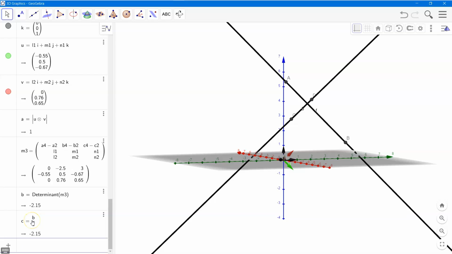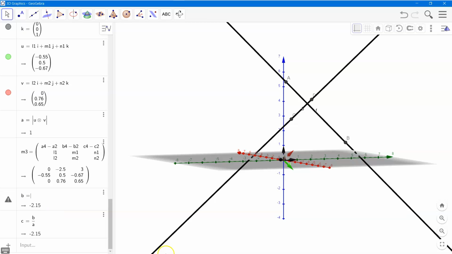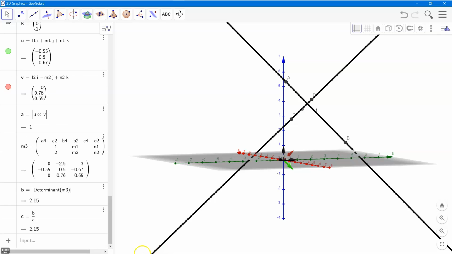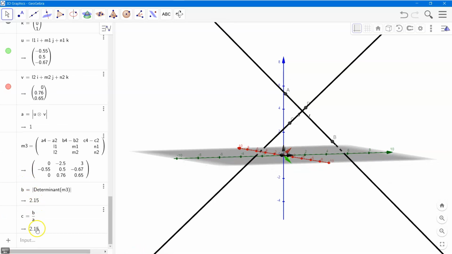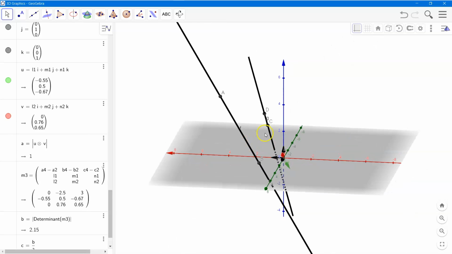And remember, we don't really require the negative. So we can put it in the magnitude of the determinant of M3. Yes. So we have got 2.15. That is the distance. This is the shortest distance.